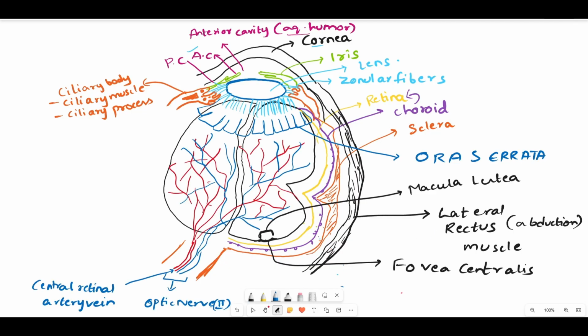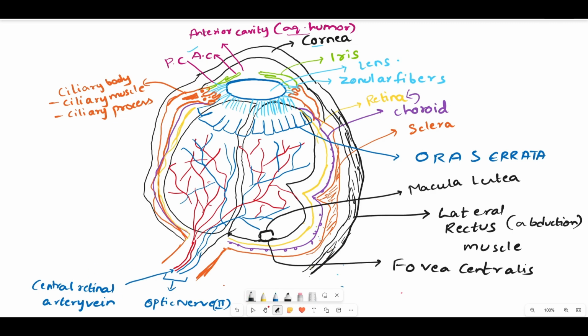Optic nerve 2 is simply the cranial nerve 2. This will be transmitting the visual impulses from the retina to the brain. And this central retinal artery and vein will be supplying and draining the blood from the inner retina.